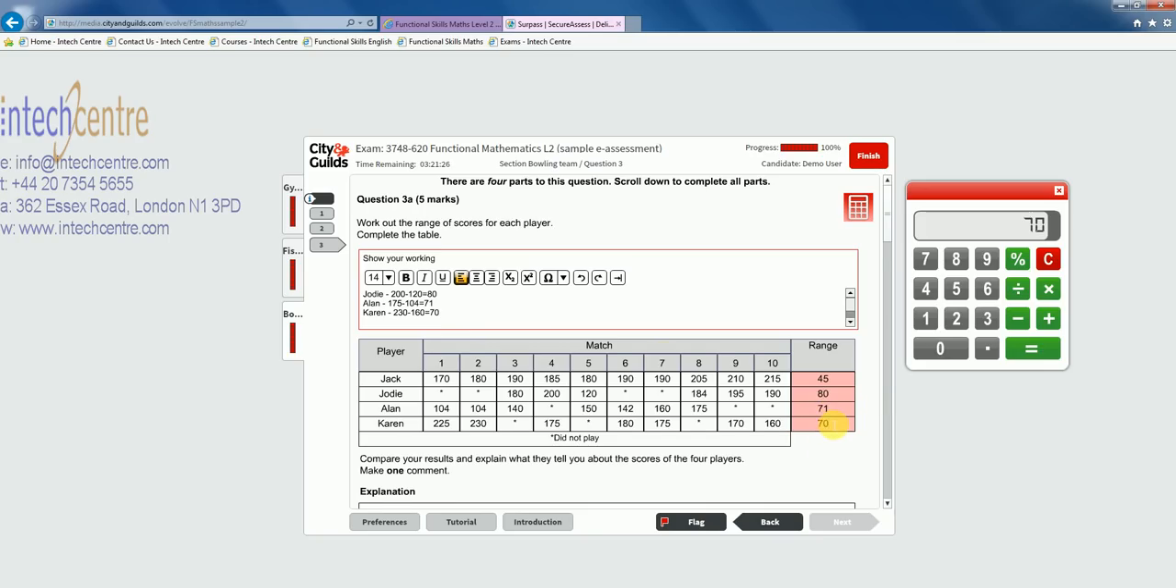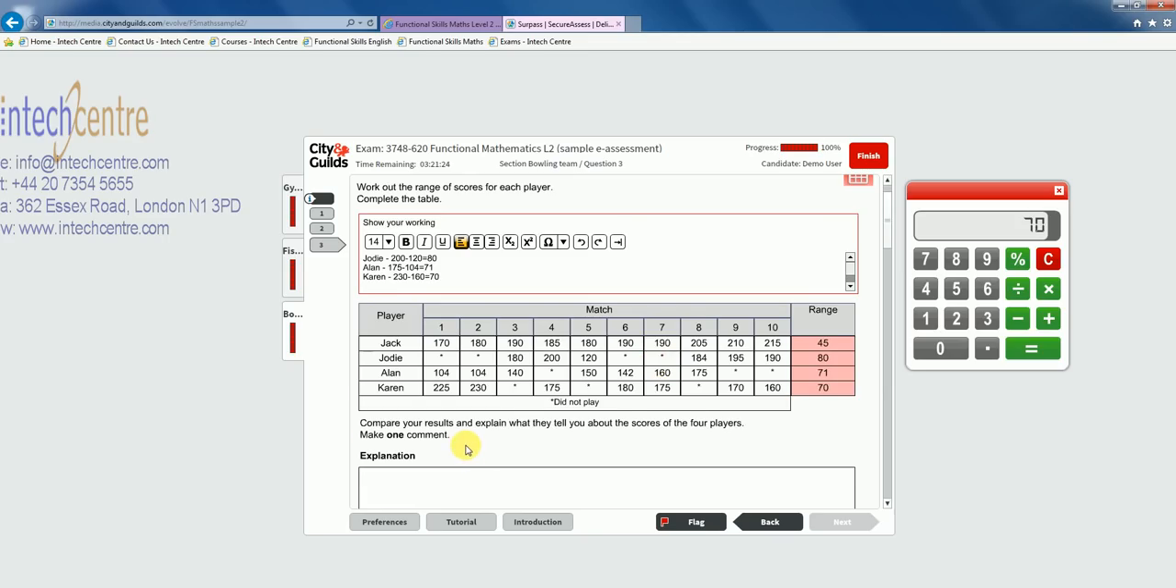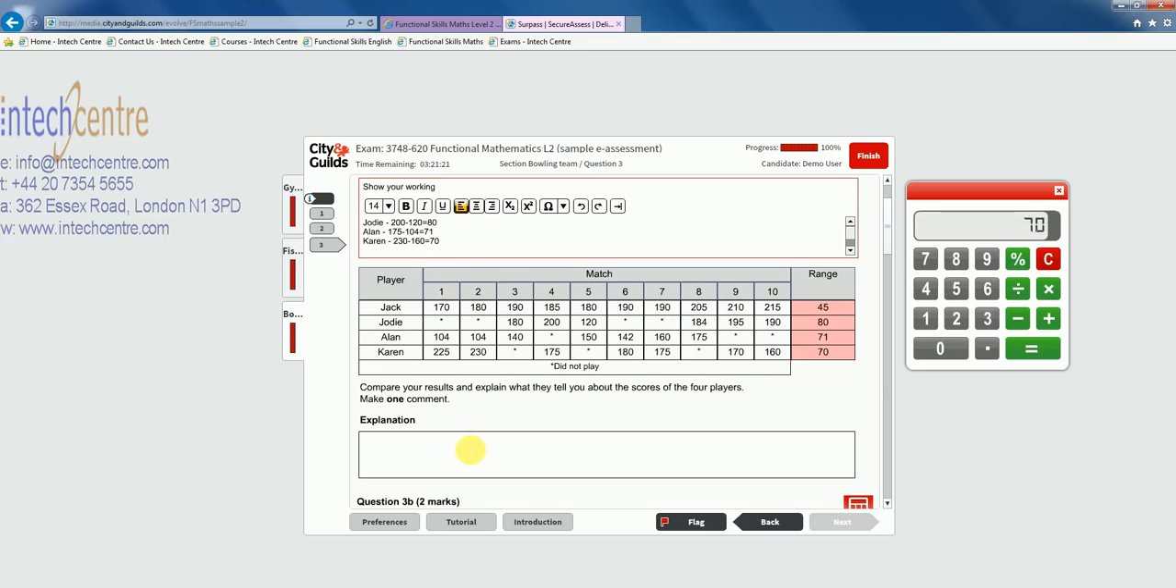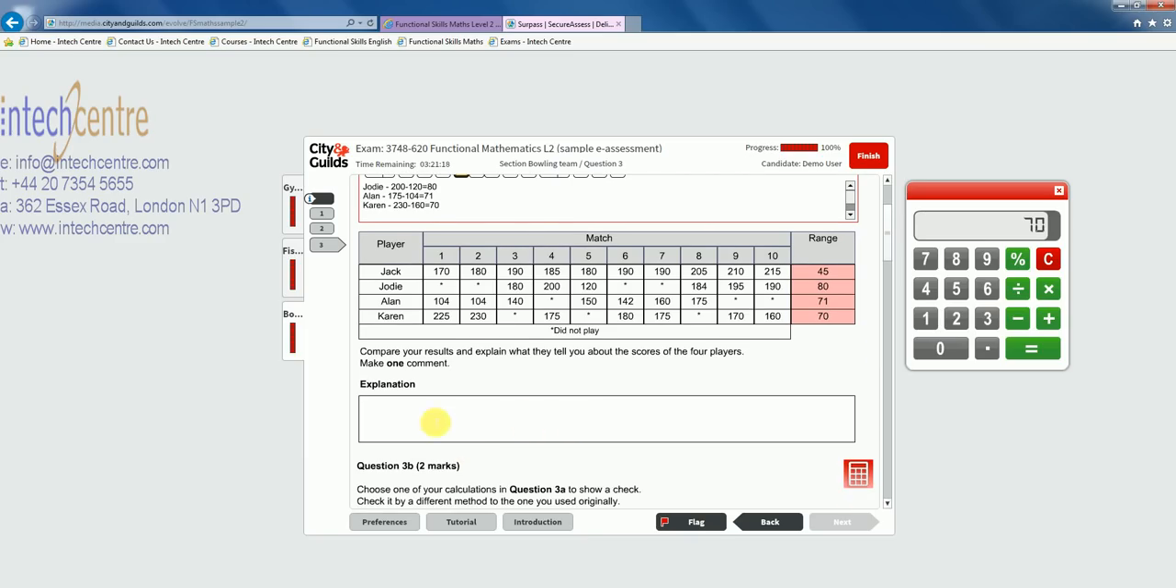that you've got them. So compare your results and explain what they tell you about the scores of the 4 players. Make 1 comment. So it's about comparing your results. Explain what they tell you about the scores, okay? As you can see here, Jack has the lowest range and Jodie has the highest range, so she had the least consistent scores, whereas Jack's scores were more consistent. So 1 comment could be Jack's scores are more consistent than the other players, as his range was the lowest.